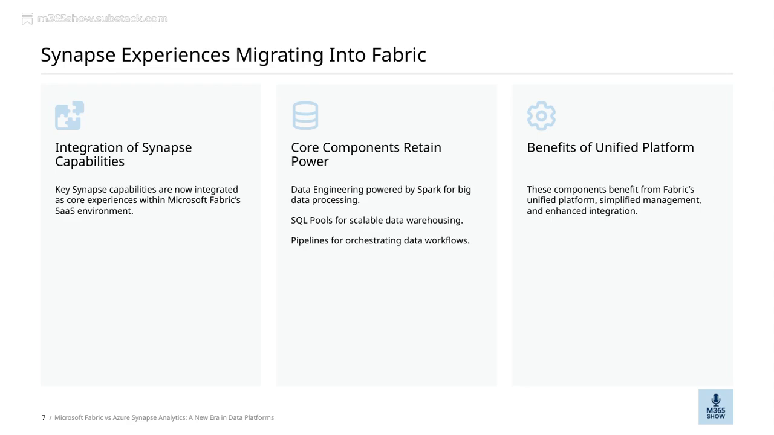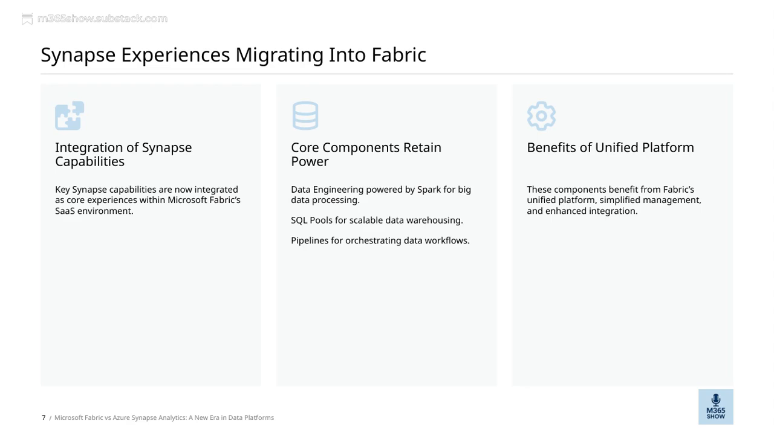When we talk about the benefits of this unified platform, it's worth highlighting how it streamlines data engineering. Powered by Spark, it makes big data processing more efficient and accessible. There are also SQL pools, which provide scalable data warehousing solutions, making it easier to handle large volumes of structured data. Plus, with pipelines, orchestrating complex data workflows becomes more straightforward, ensuring smooth data movement and transformation across systems.